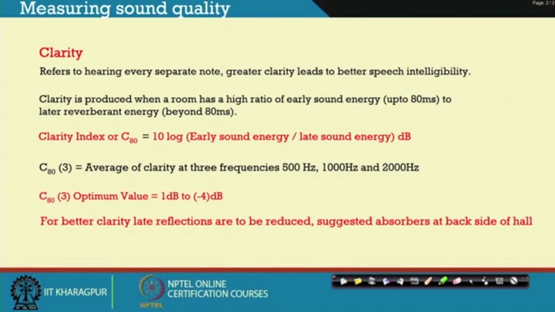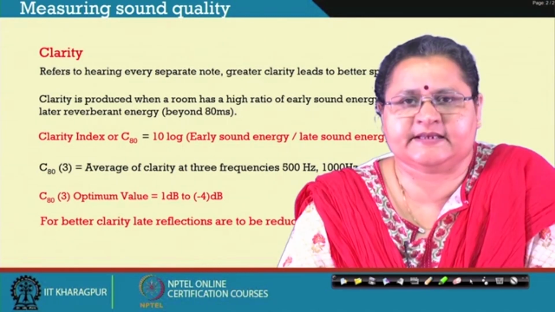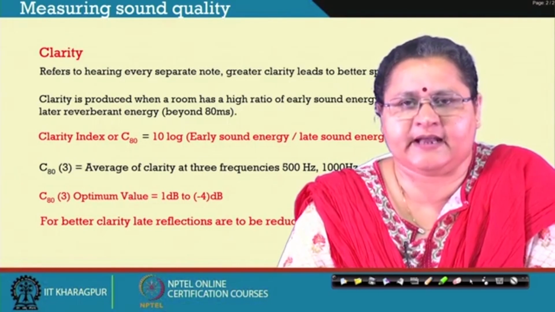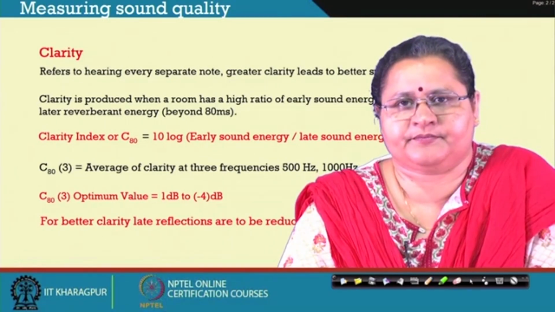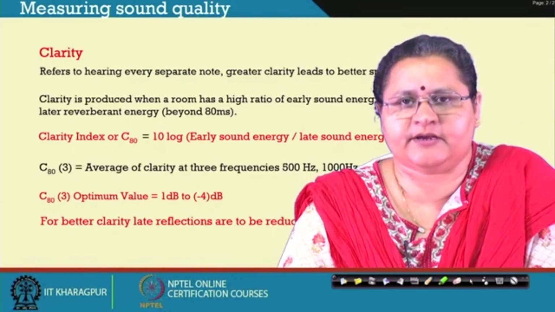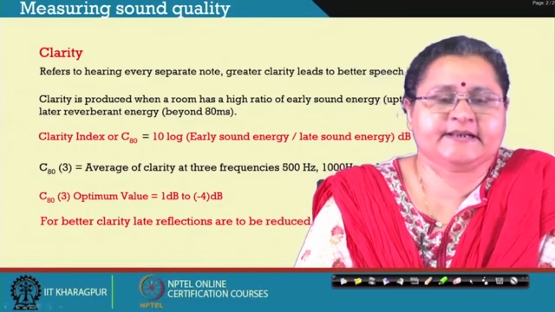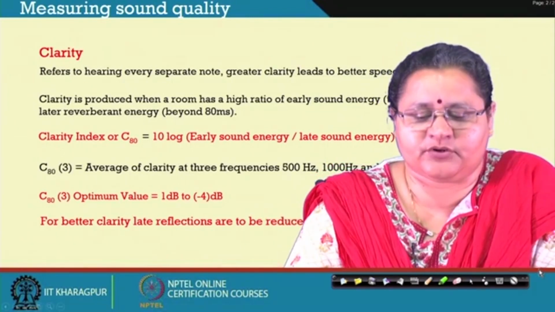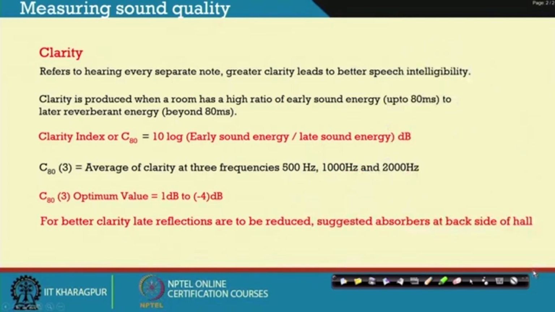In case of clarity, we have that time as 80 milliseconds, whereas in case of speech intelligibility, we had that time within 50 milliseconds. Even 1/16th of a second was also suggested by some researchers. So, clarity refers to hearing every separate note, and greater clarity leads to better speech intelligibility. Clarity is produced when a room has a high ratio of early sound reflection to later sound reflection, that is later reverberant energy, which is beyond 80 milliseconds.